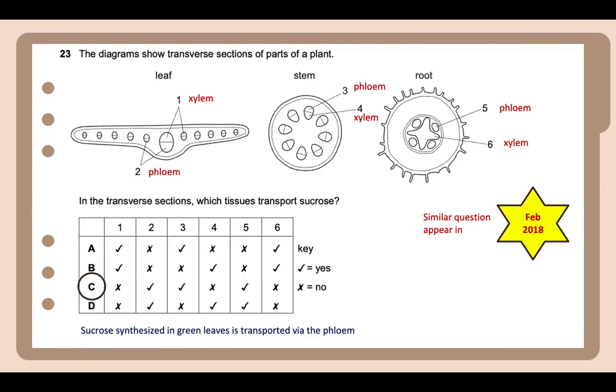The diagram shows transverse sections of part of a plant. This is also a similar question that appeared in February 2018. In the transverse section, which tissue transports sucrose? The answer is C. Sucrose synthesized in the green leaf is transported via the phloem.